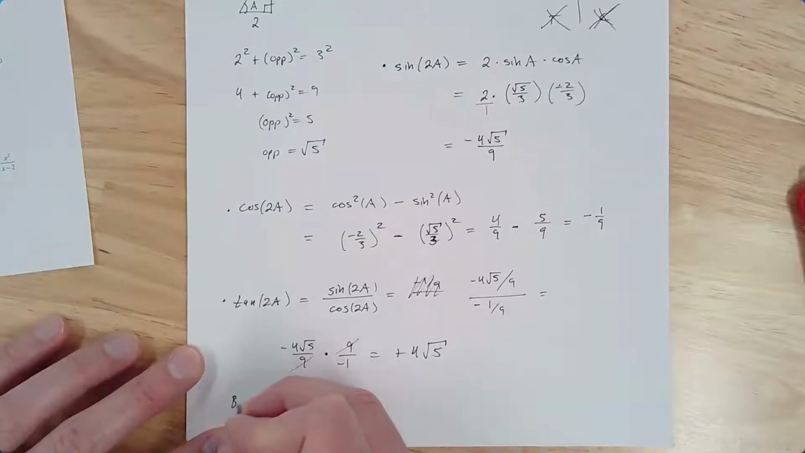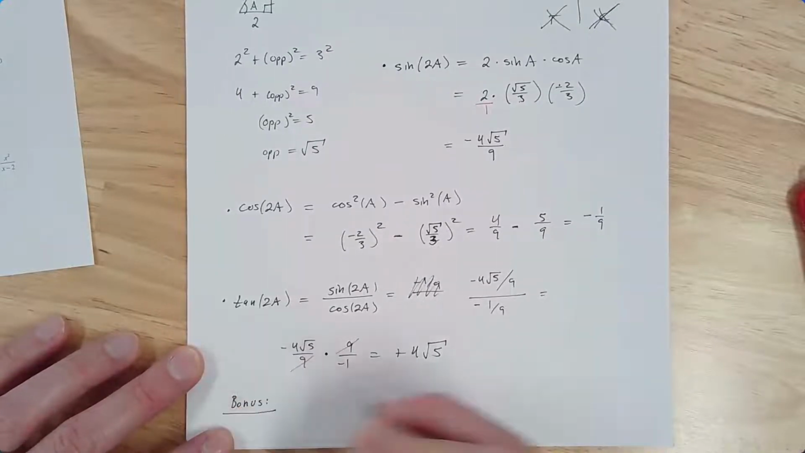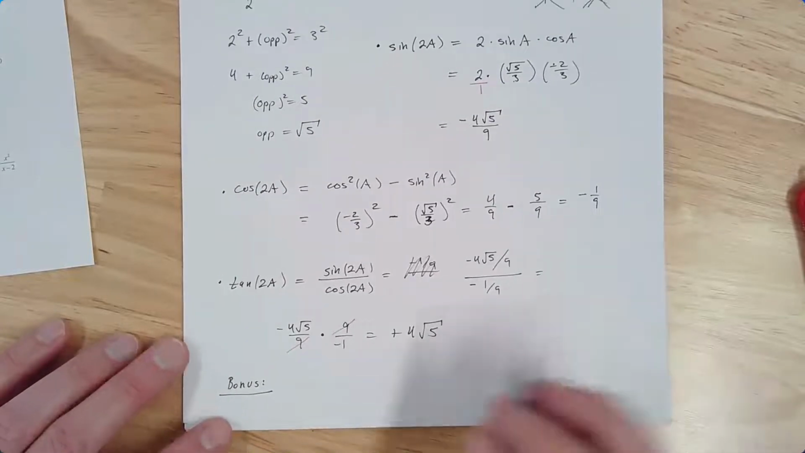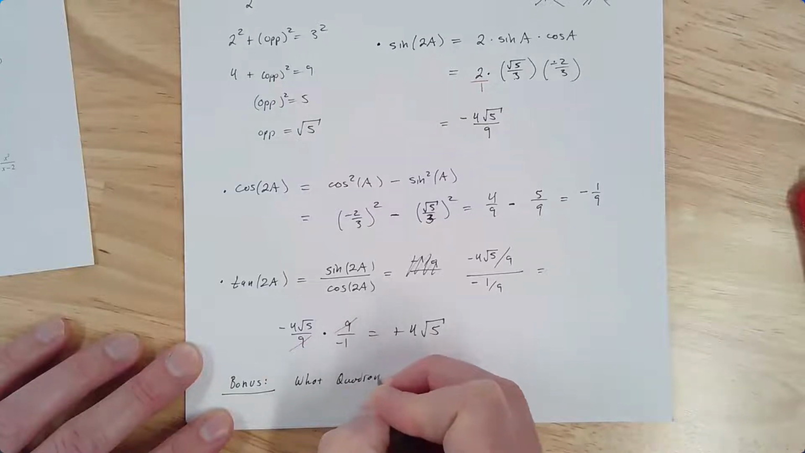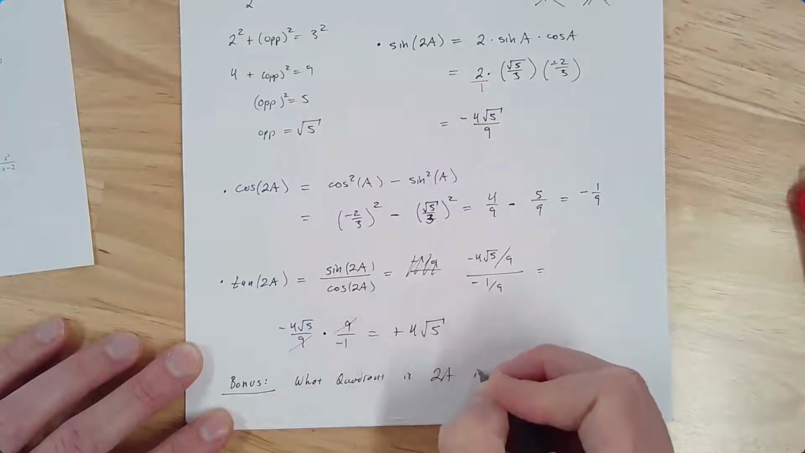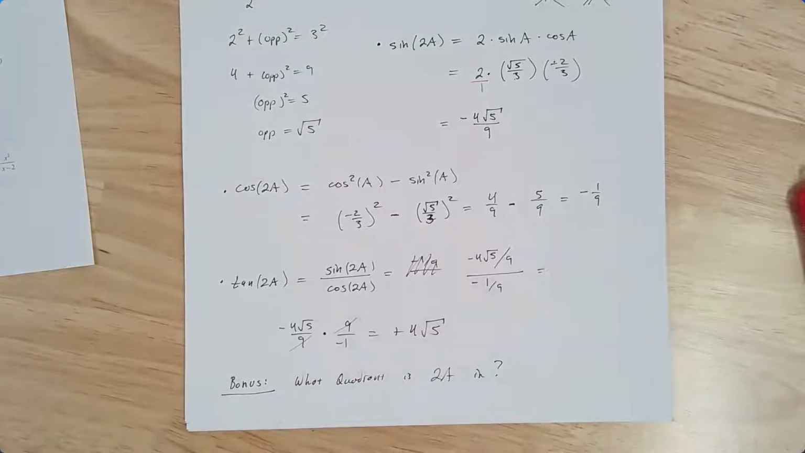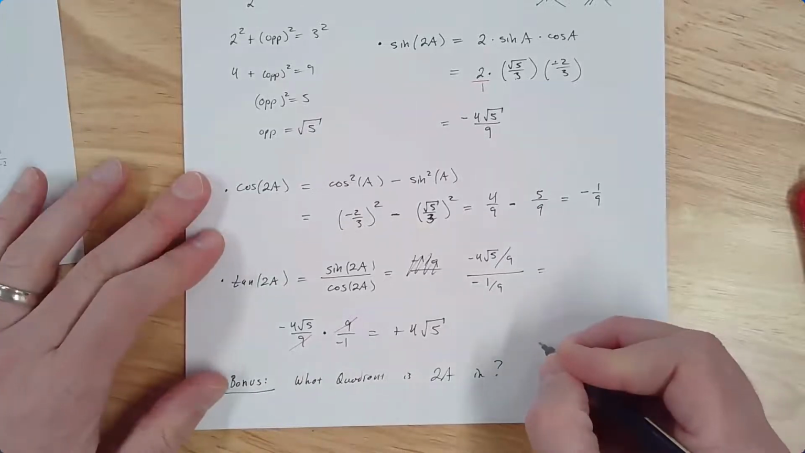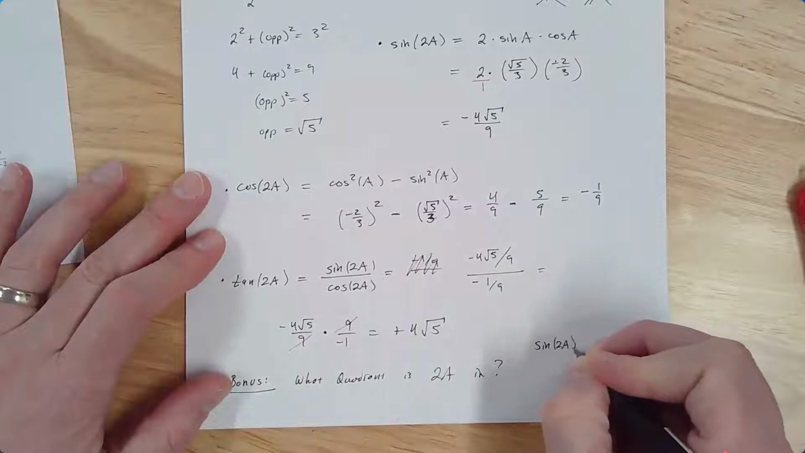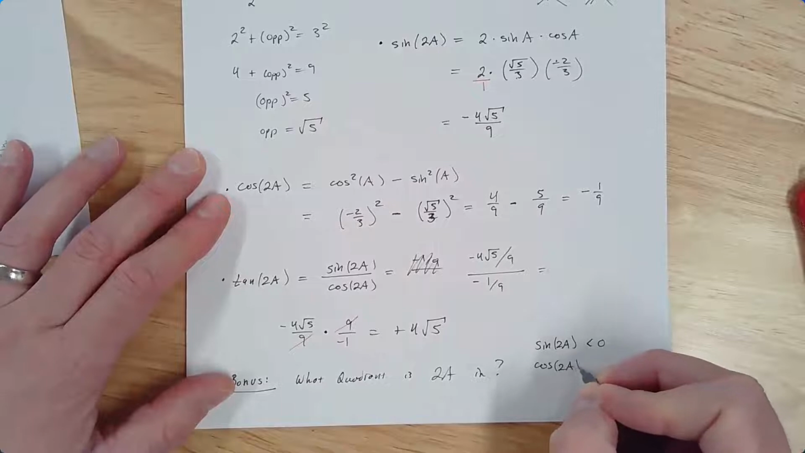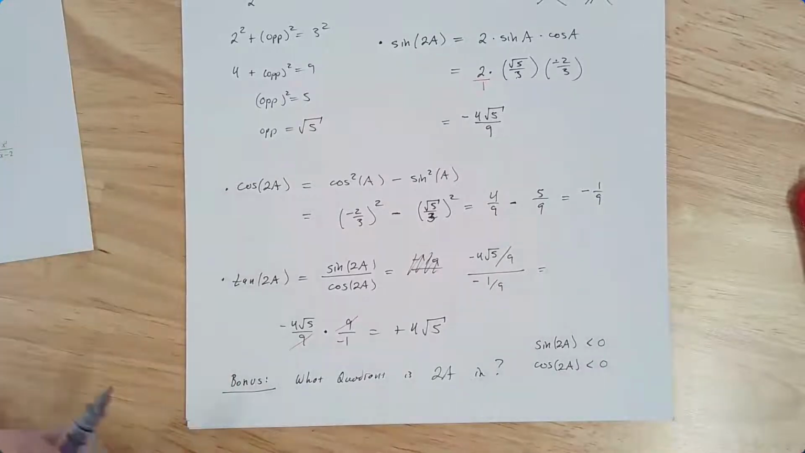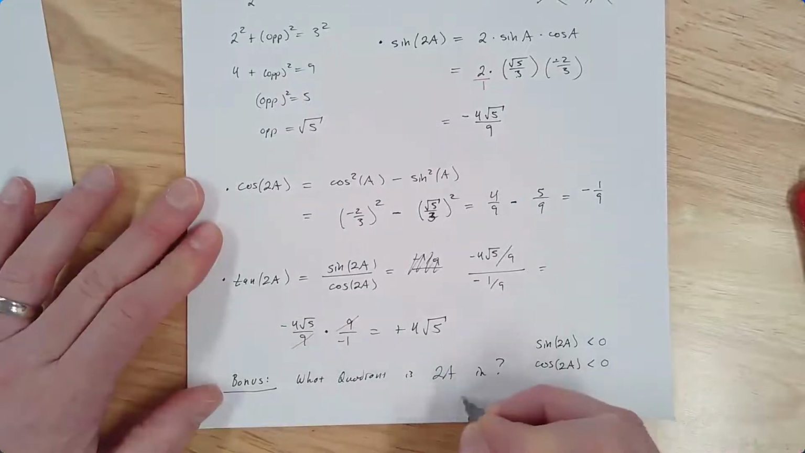Bonus question. Like, yeah, we love a bonus question. What quadrant is angle 2A in? Well, we know that sine of 2A is negative, and we know that cosine of 2A is negative. We also know what tangent is, but we don't even need to. If we know that sine of an angle is negative and cosine of an angle is negative, what quadrant do we have to be in? Quadrant 3.